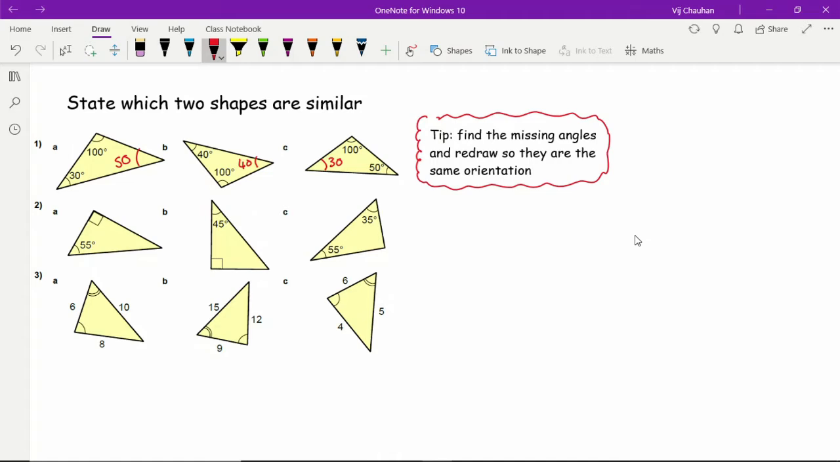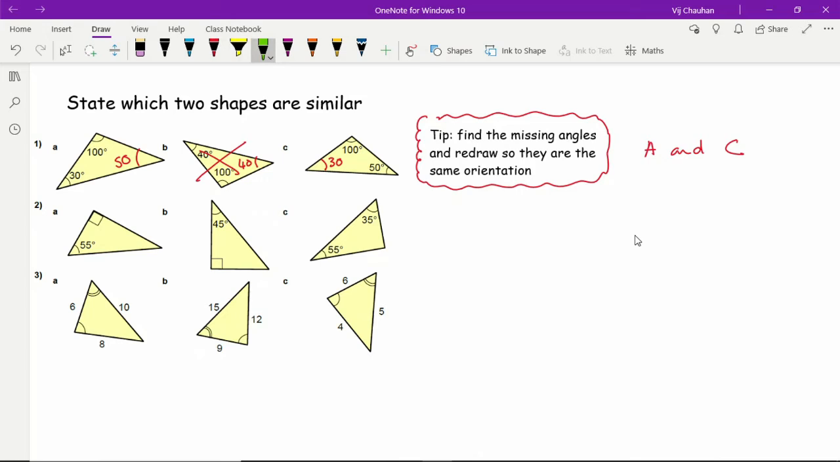So again, with similar shapes, the interior angles must be the same. So I'm looking at which triangles in question 1 have got the same interior angles, and I can see that for question 1, it's A and C. So we can kind of just cross that one off.